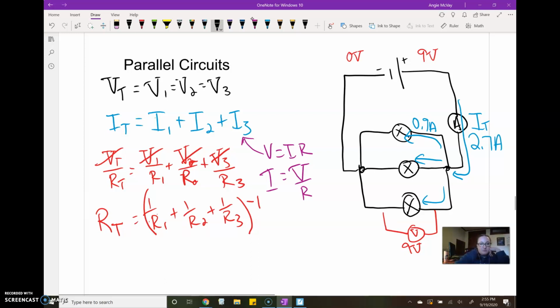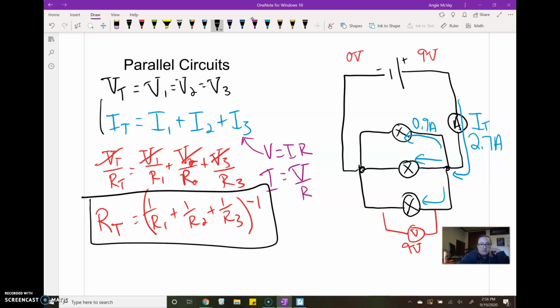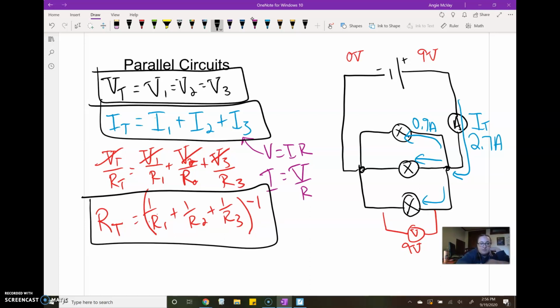So here are our 3 equations for parallel circuits: voltage, current, and resistance in parallel circuits. Okay, and then I would like you to also calculate the total resistance 2 ways for the 3 light bulb circuit as well.